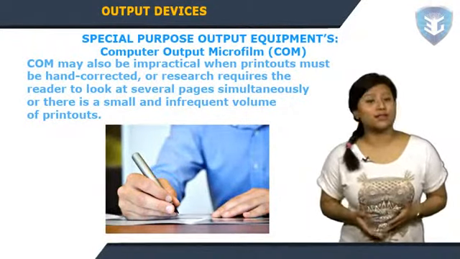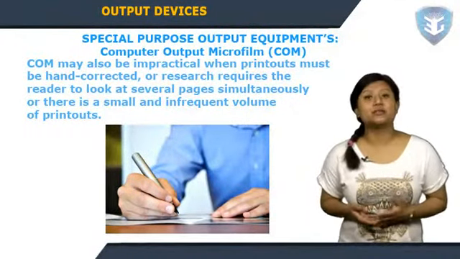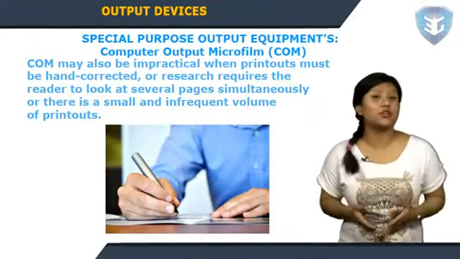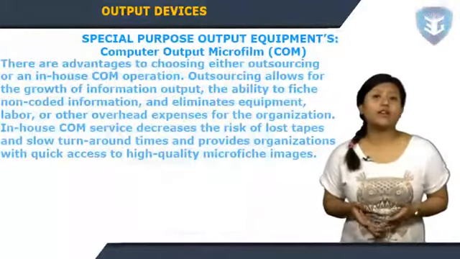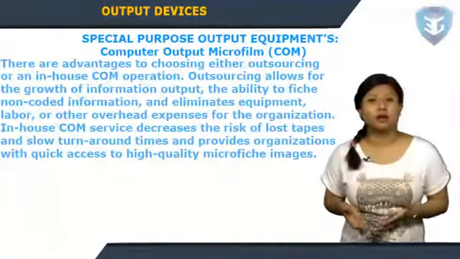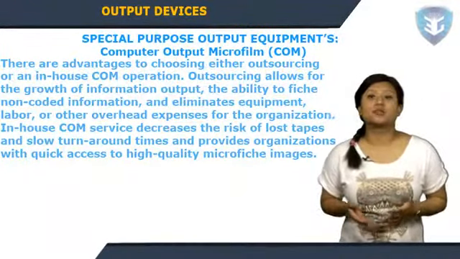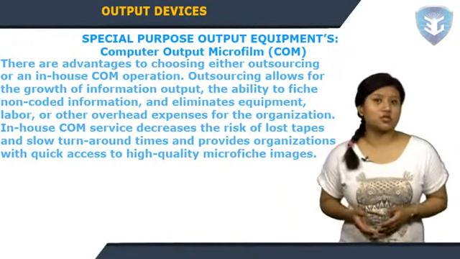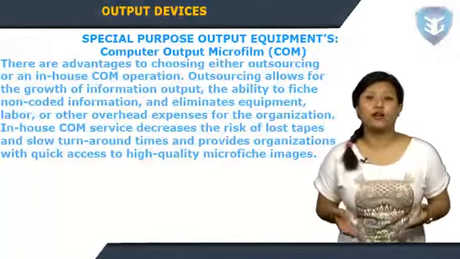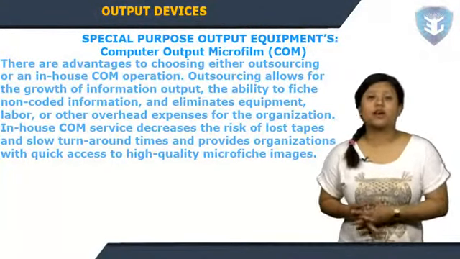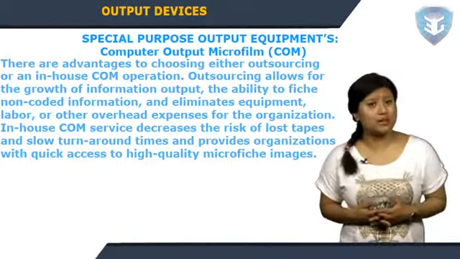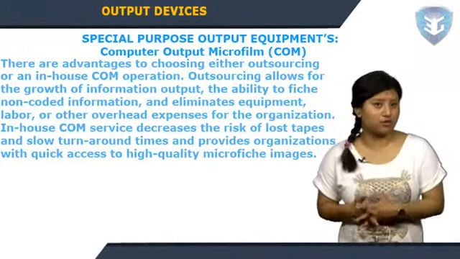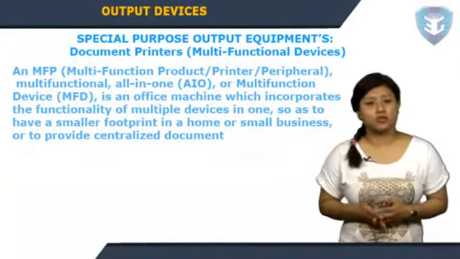COM may also be impractical when printouts must be hand-corrected, or research requires the reader to look at several pages simultaneously, or there is a small and infrequent volume of printouts. There are advantages to choosing either outsourcing or an in-house COM operation. Outsourcing allows for the growth of information output, the ability to fiche non-coded information, and eliminates equipment, labor, or other overhead expenses for the organization. In-house COM service decreases the risk of lost tapes and slow turnaround times and provides organizations with quick access to high-quality microfiche images.